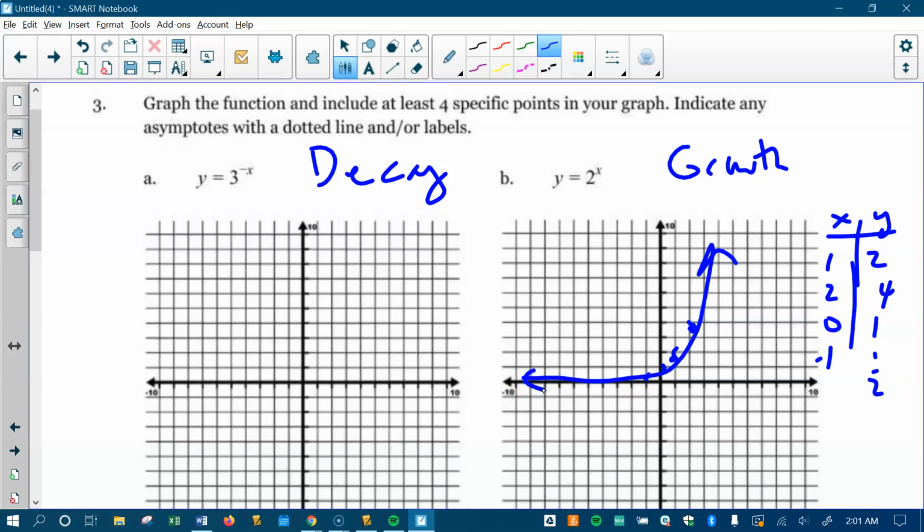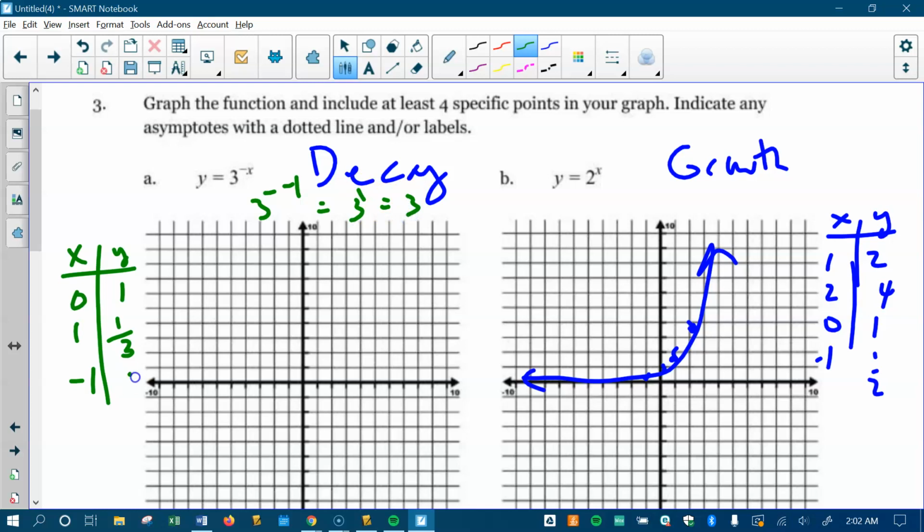I could do something similar on this side with an XY table, or I could just pull up a picture. 0 is 1. If I plug in 1, I get the reciprocal of 3, which is 1/3. If I plug in -1, then I get 3 to the negative -1, which is 3 to the first, which is 3. So I get 3 here, and similarly with -2, I just take the opposite sign for the exponent. I get 3 squared, which is 9.